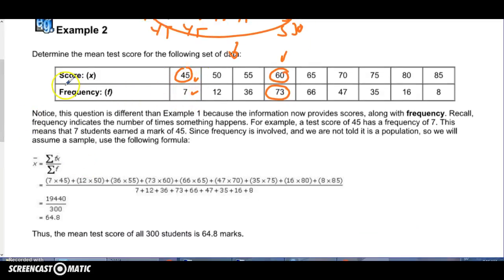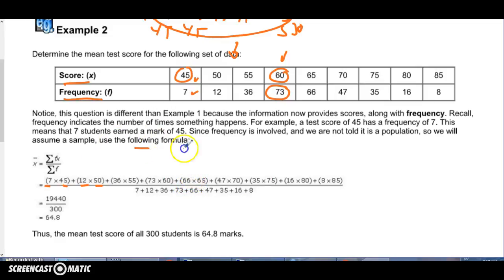So what you'll do is you take the score and you multiply it by the frequency. So you take the data amount and multiply it by the frequency. So I have 7 people with a score of 45, 12 people with a score of 50, and you'll multiply each of these, add them all together, and divide by the number of people in total.